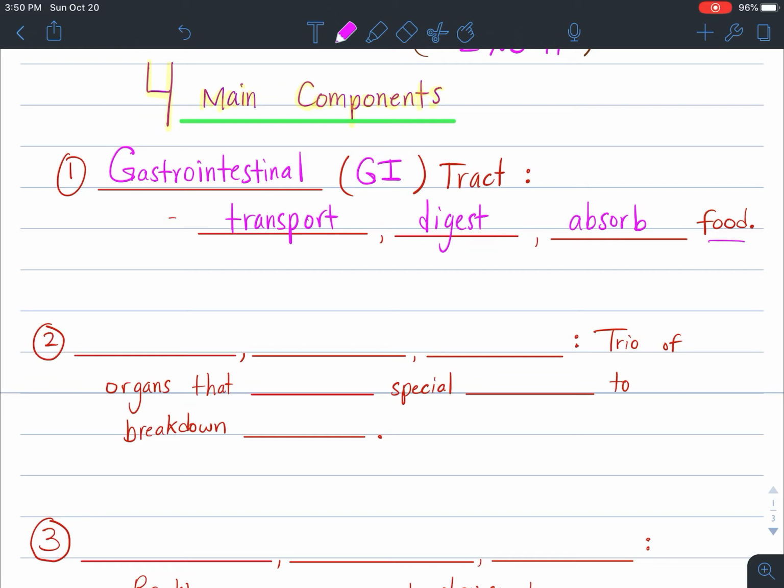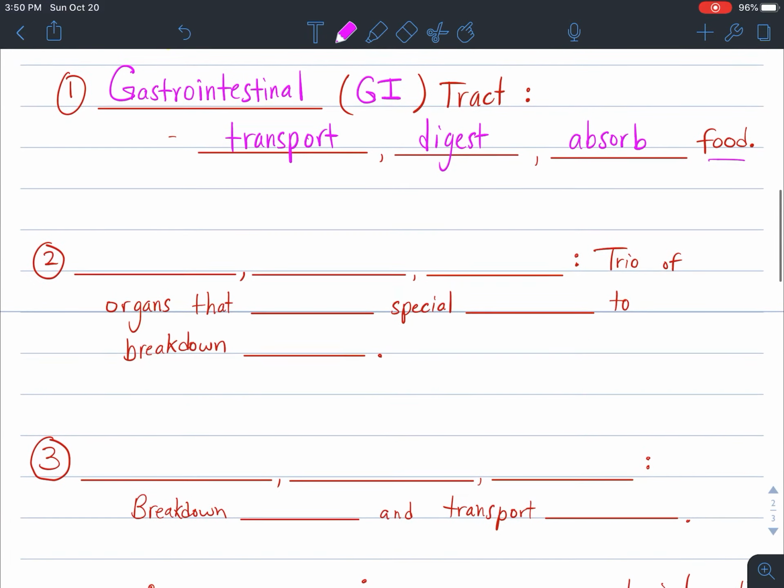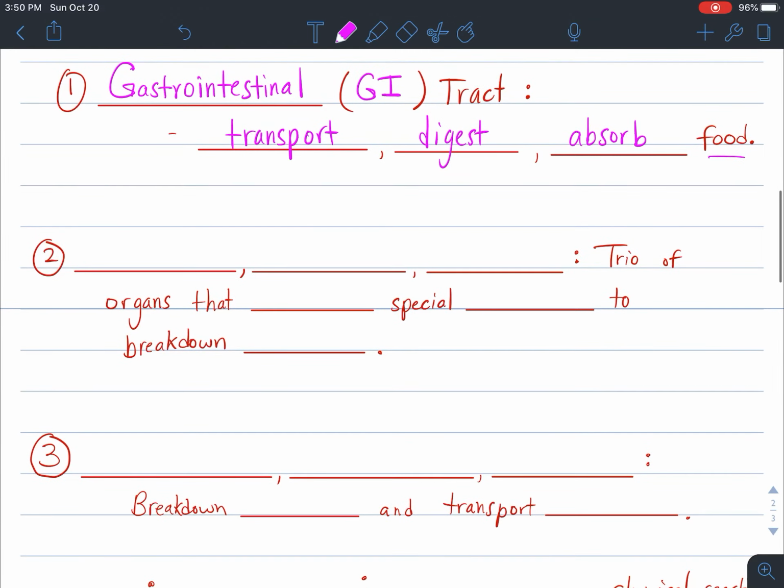All right, that is the job of the GI tract, but it needs some help from 3 other players. Typically, the GI tract is what people think of when they think of the digestive system, but it wouldn't be successful without these other things. So the second component is the pancreas, the gallbladder, and our liver.